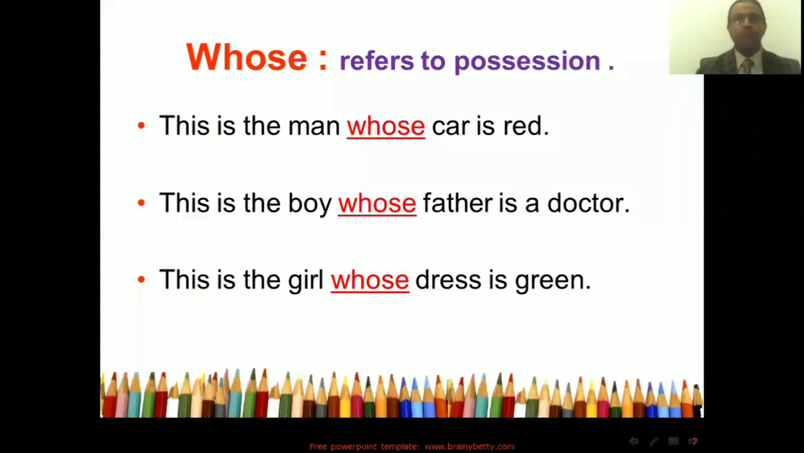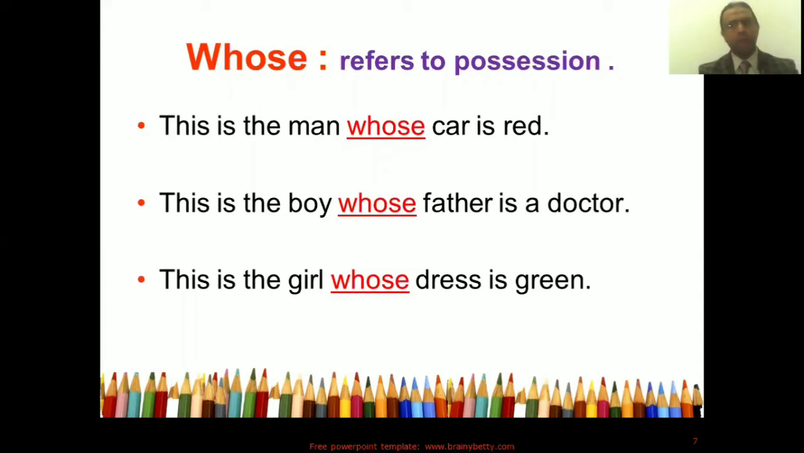Next. Now we are going to talk about whose. Whose refers to possession. Let's have this example. Example number 1. This is the man whose car is red. Number 2. This is the boy whose father is a doctor. It means that the boy's father is a doctor. This is the girl whose dress is green.